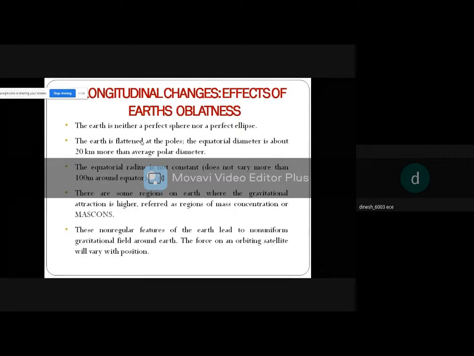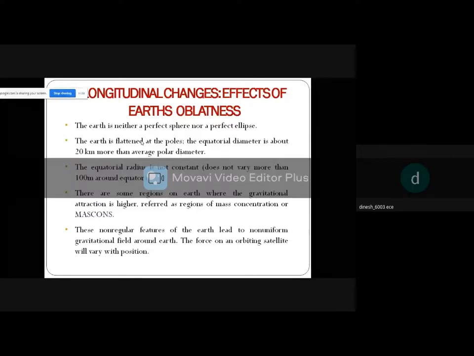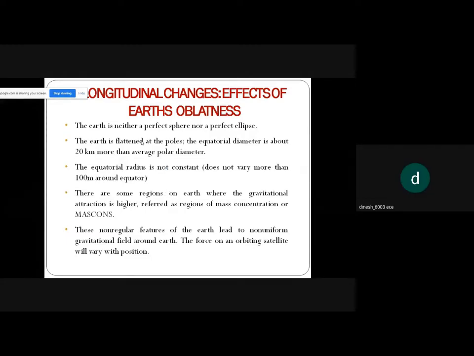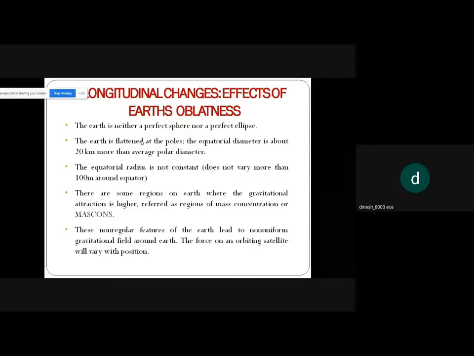Due to this, we'll see some effects. There are some regions on the Earth where we have a higher gravitational attraction. That is referred to as regions of mass concentration or mass cones. In short, regions of mass concentration, or mass cones, are where higher gravitational attraction is present. And there are some non-regular features of the Earth, which lead to a non-uniform gravitational field throughout the Earth.